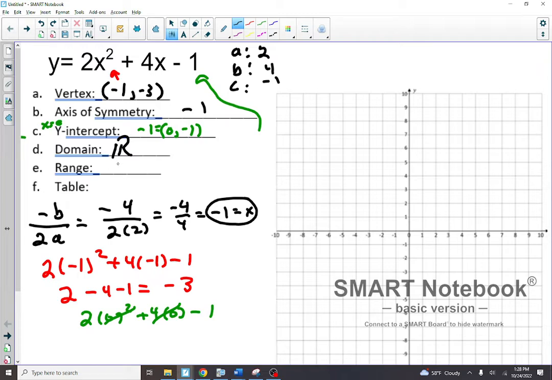The range. The range is dependent on two things. The y is always consistent, but whether it opens up or down will be greater than or less than. In this case, the a value is positive. A positive a value means it's going to look upwards, like it's going to open like a V upwards. So in that case, it's going to be greater than.